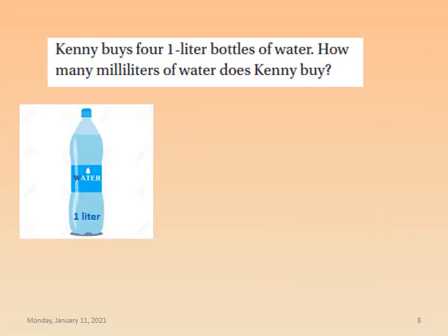Again, let's read. Kenny buys 4 1-liter bottles of water. So he bought 4 bottles, each is 1 liter. How many milliliters of water does Kenny buy? So now we know that he bought 4 bottles, each one is 1 liter. So he bought 4 liters. In order to change the liters to milliliters, I multiply by 1000. So 4 times 1000 equals 4000 milliliters of water.